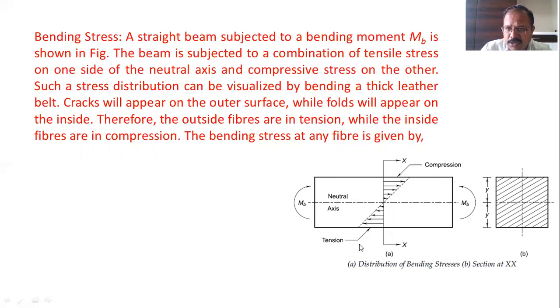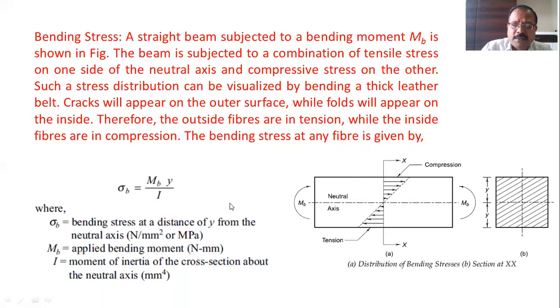For example, if you're talking about a simply supported beam subjected to a point load or UDL from the top, then the top fibers will be subjected to compression and the bottom fibers will be in tension. And this will be exactly opposite when the beam is treated as a cantilever. Bending stresses can be calculated using the flexural formula M upon I is equal to sigma upon Y, and rewriting the things, we can obtain the formula for bending stress.